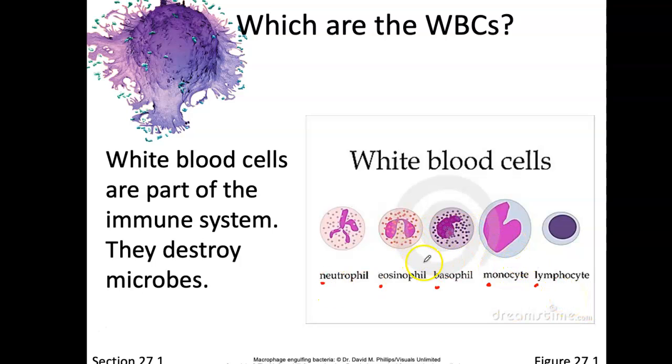Less common for these. Eosinophils show up in allergies. If you've got a lot of allergies, you probably have a lot of eosinophils when that's happening. So with these 5 cells, slightly different functions, but they're all part of your immune system.